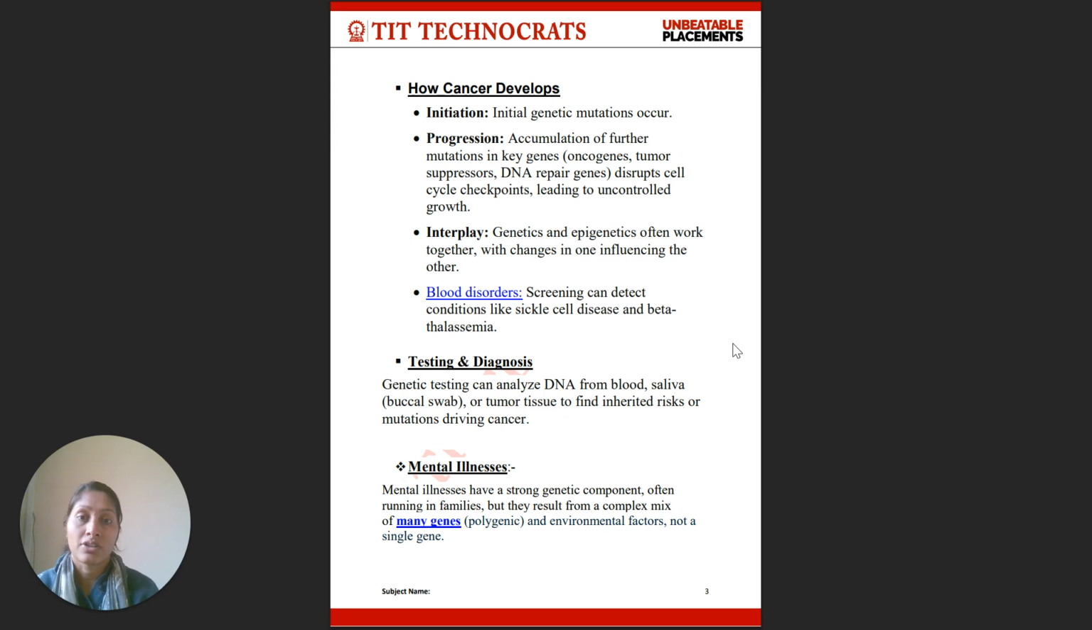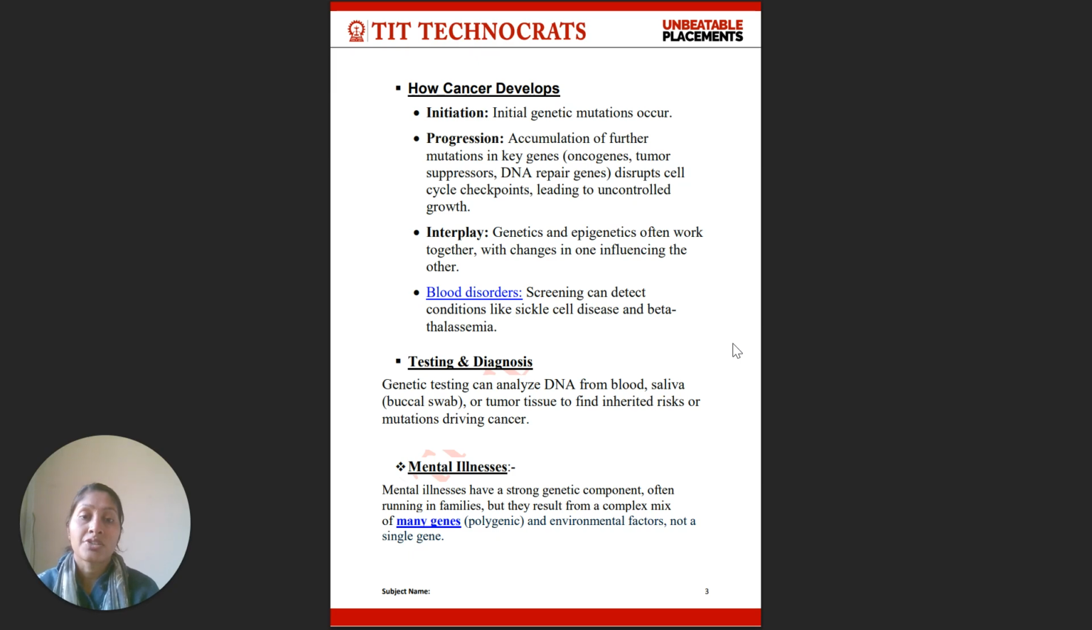Next is blood disorders. Screening can detect conditions like sickle cell disease and beta thalassemia. Then next is testing and diagnosis. In this, genetic testing can analyze DNA from blood, saliva, buccal swab, or tumor tissues to find inherited risk or mutations driving cancers. Okay.